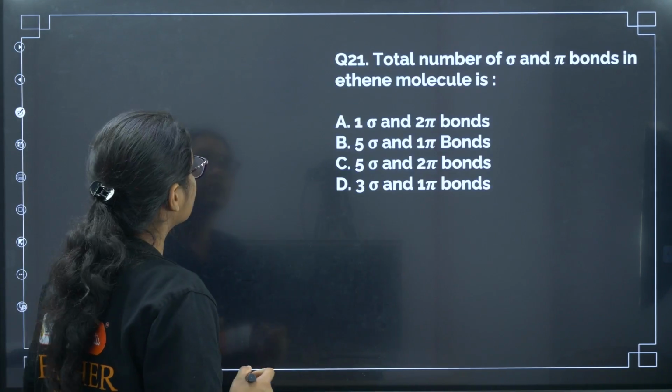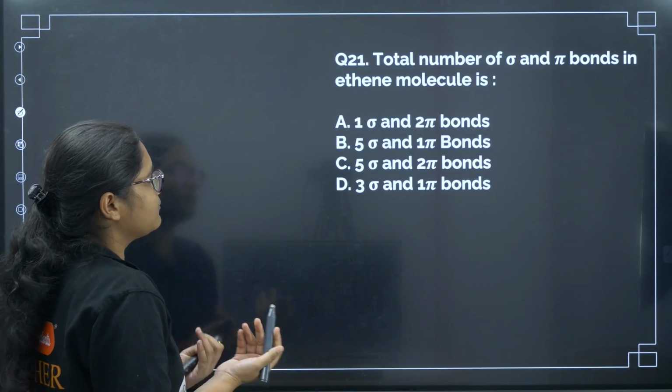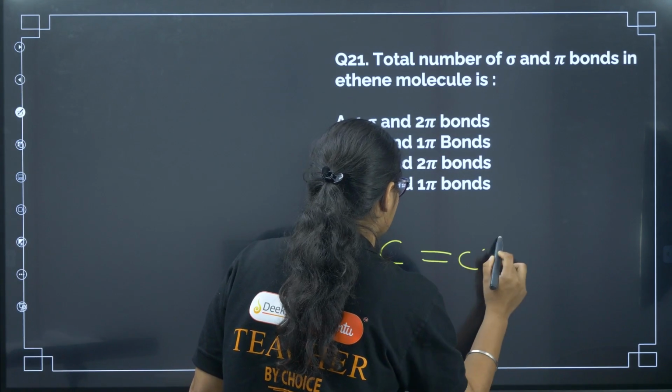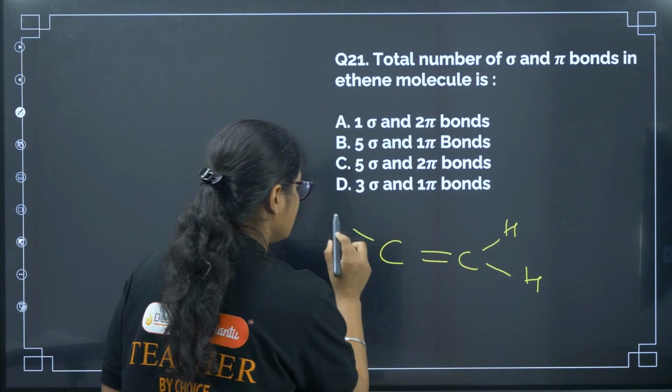Next we have the total number of sigma and pi bonds in the ethene molecule. If you draw the ethene molecule, this is the structure.